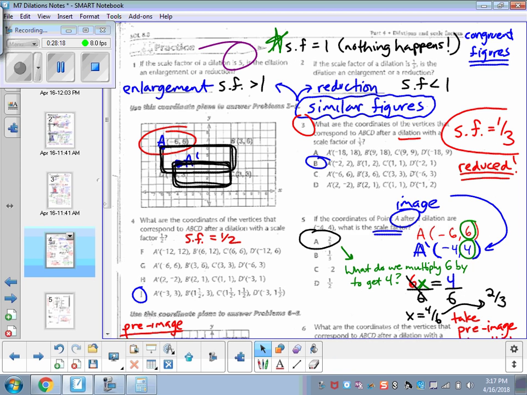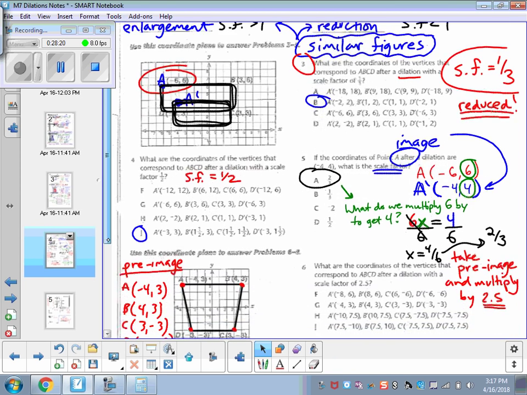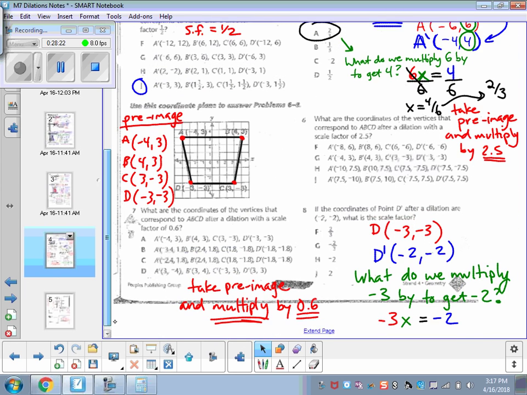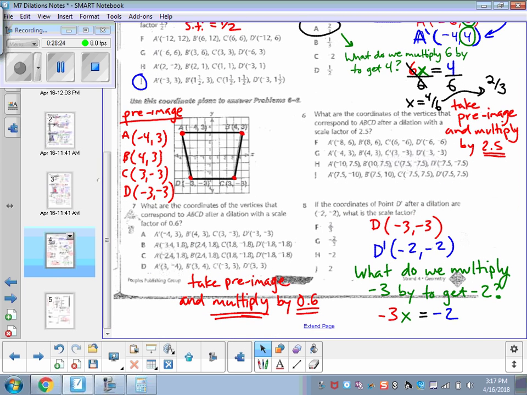Now I have worked through examples 3, 4, and 5 with you guys, and now I want you to try 5, 6, and 7 on your own. If you need to take just a minute, pause the video and try on your own, and then when you hit play, I'm going to go over questions 6, 7, and 8.